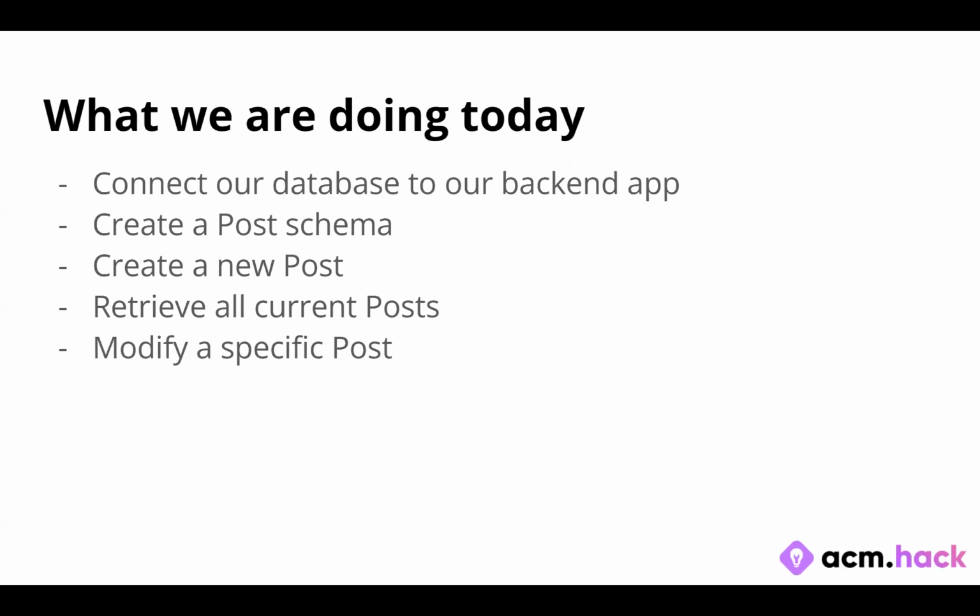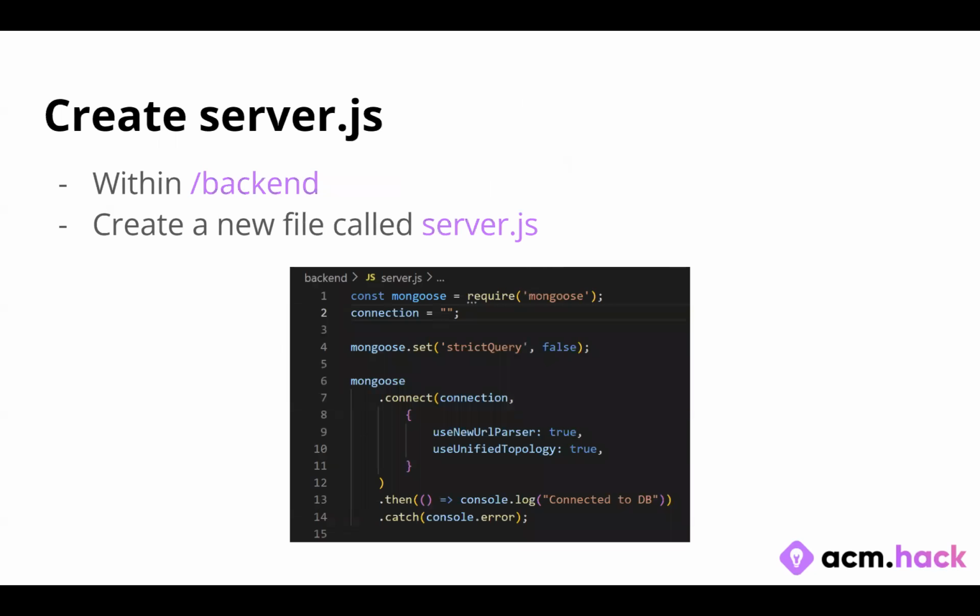Cool. All right. So first step, we need the brains of our application. We need the brains of our backend, right? So we're going to create a new file called server.js. I'm going to do that right now. But in general, I'm just going to explain it before I do it. Within backend, I'm going to create a file called server.js. All this stuff is going to be in here.